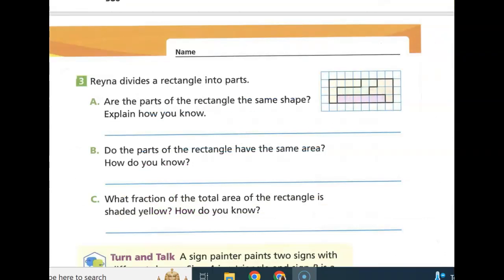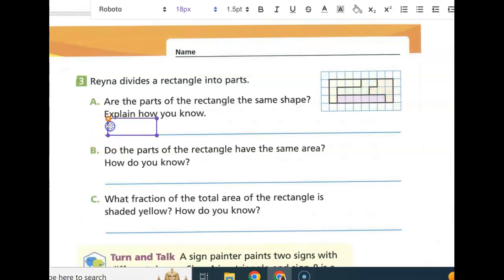Page 387. Raina divides a rectangle into parts. Are the parts of the rectangle the same shape? Are all the parts the same shape? No, they are not the same shape, are they? No. They are all different shapes.